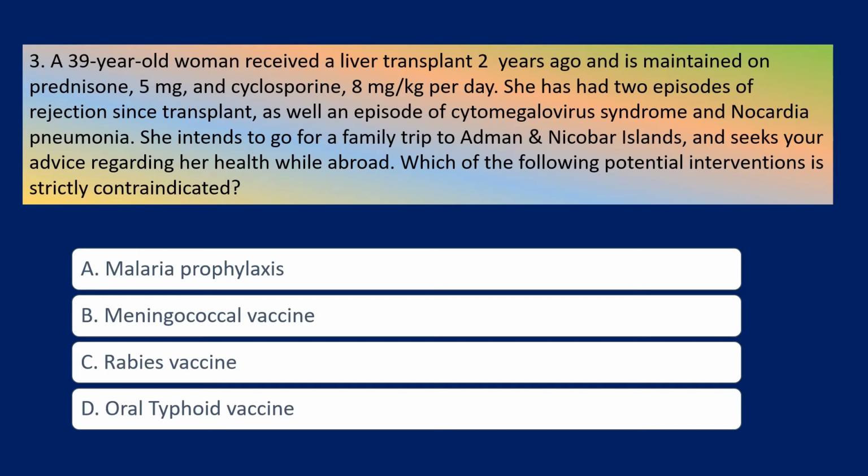The choices are A. Malaria prophylaxis, B. meningococcal vaccine, C. rabies vaccine, or D. oral typhoid vaccine.